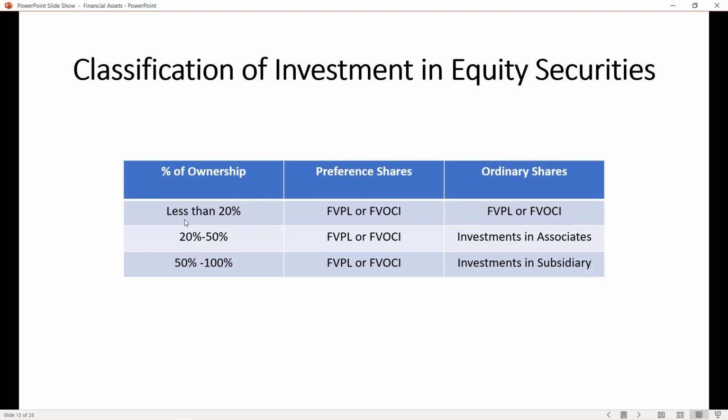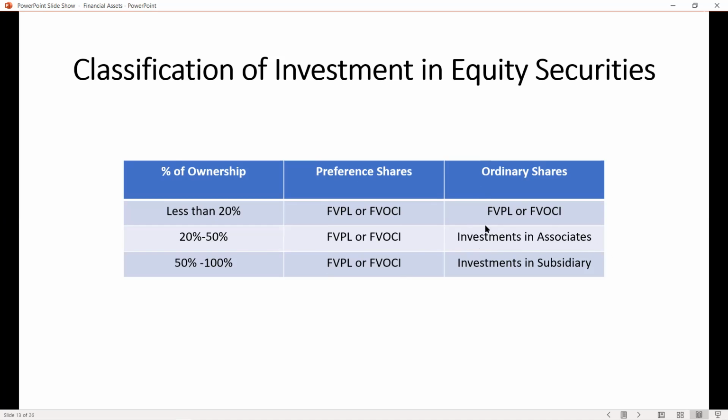So let's say 19% pababa. So under ordinary share, FVPL pa rin yan. Ibig sabihin, i-measure mo siya through fair value profit and loss or FVOCI. Pero kapag bumili ka ng ordinary share na mayroong 20% to 50% na nagre-represent ng percentage of ownership, if preference share siya, sabi ko sa iyo, kahit anong percentage, FVPL or FVOCI pa rin yan. Pero pagdating kay ordinary share, nagiging investment in associate na siya.